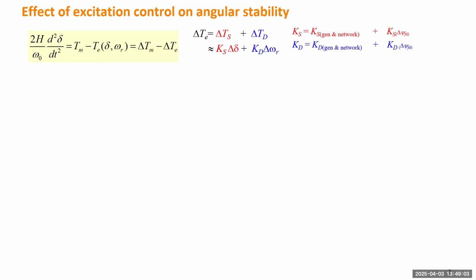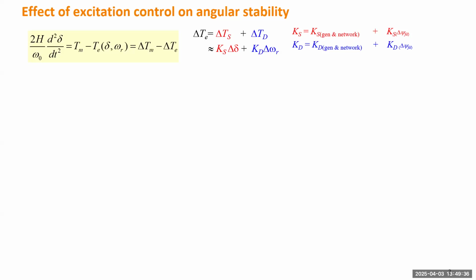Then let's see how those coefficients, Ks and Kd, come about. Ks can come from two places. The first one is from the generator together with the network. The second comes from the design of the excitation system. Similarly, the damping torque coefficient comes from the generator and network, which means outside of the excitation system, and second, the excitation system.